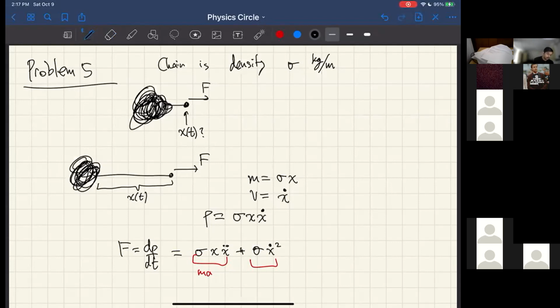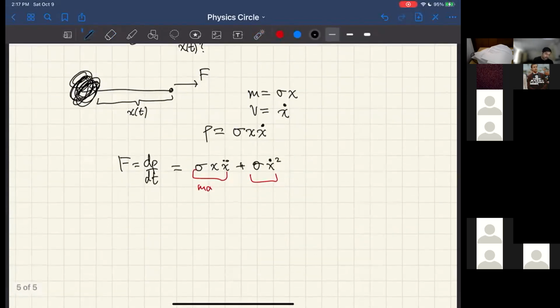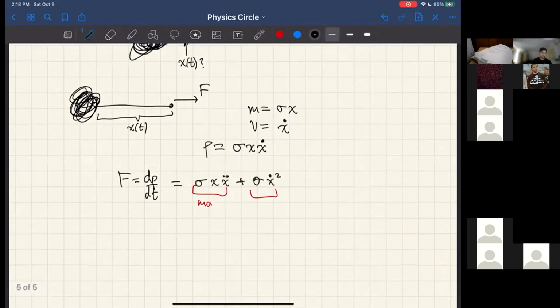So if you're not too familiar with calculus and stuff, then this problem will be a little bit hard to follow because it uses calculus decently. But I'm just using the product rule on this one. Okay. Now this is a little bit complicated to solve. This is a differential equation kind of thing that we end up getting. But a simpler way to do it is we know that F is constant. We're pulling with constant force.